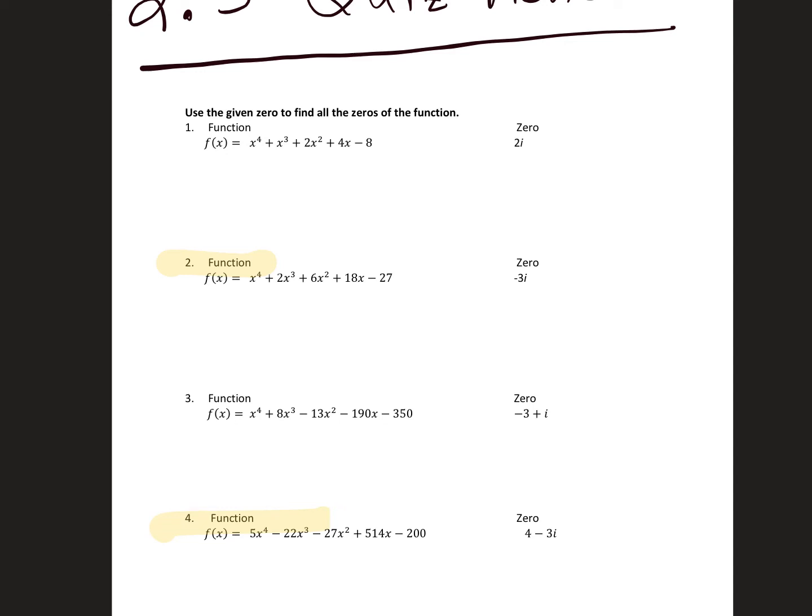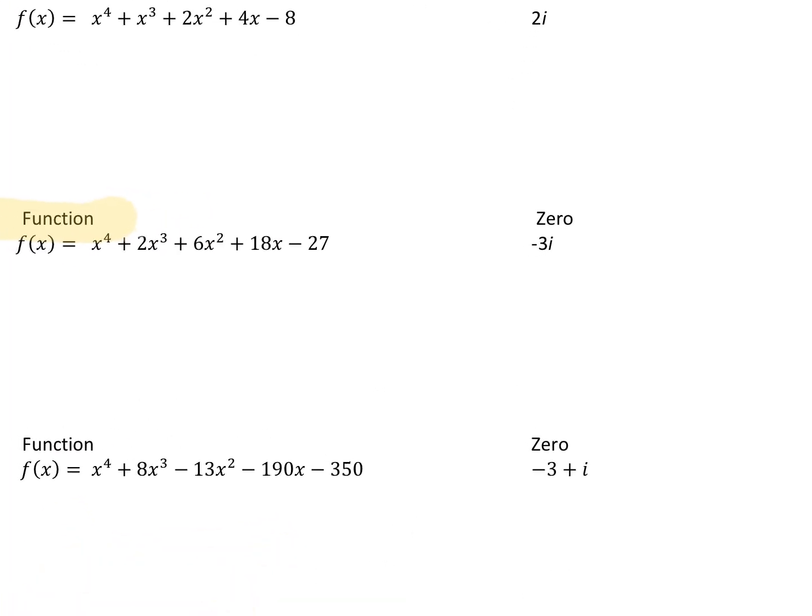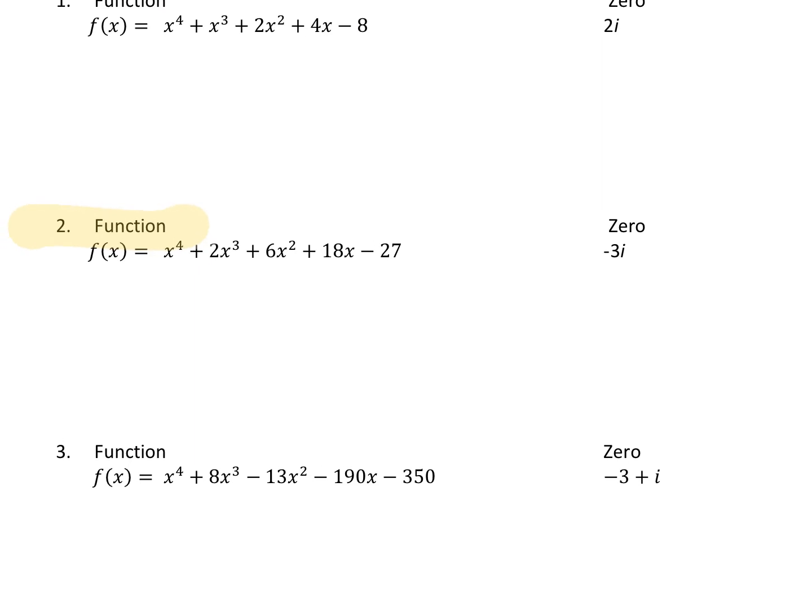Right, so for the first part, we have to use the given zero to find all the zeros of the function. So it gave us one zero. Do I know another zero? Yes. What is it? Positive 3i. So if negative 3i is a zero, its conjugate is also a zero. So positive 3i.